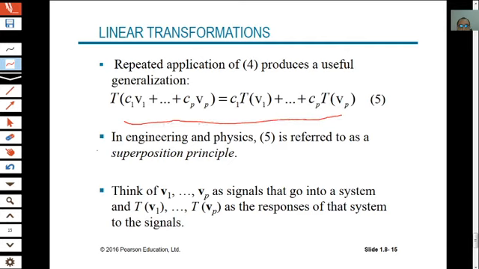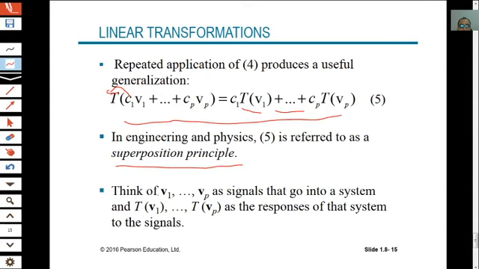We can find a property for finitely many vectors v1, v2, up to vp, with scalars c1, c2, up to cp. So this one is equal to c1 times T of v1 plus c2 times T of v2, and so on, up to cp times T of vp. We can write the scalars in front of the transformation after writing the vectors separately as a vector addition. In engineering and physics, this one is referred to as the superposition principle. We have a nice name for this equality in applied science.